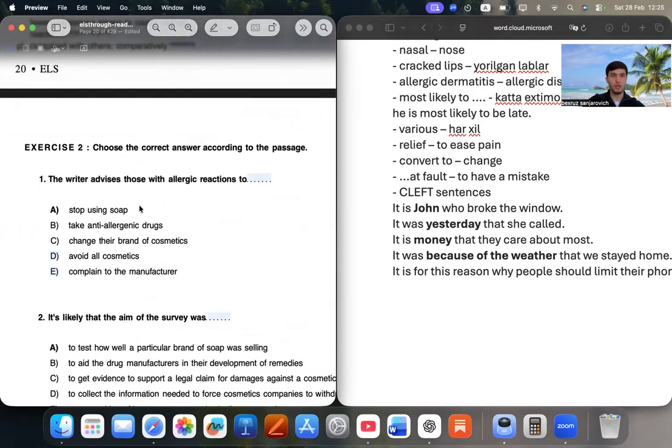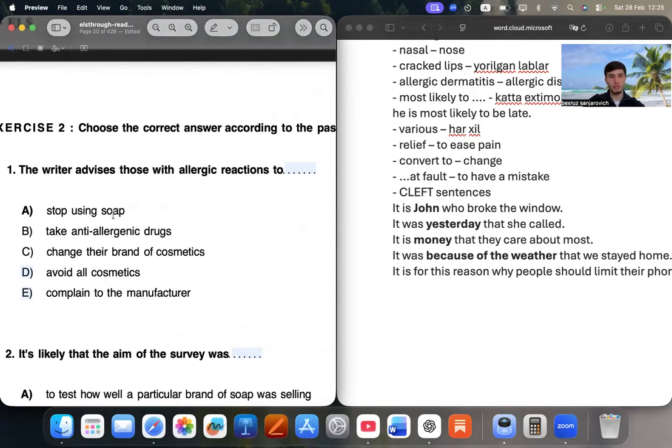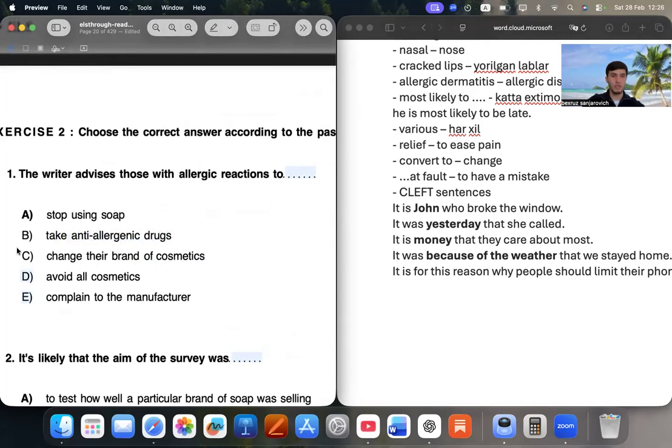Let's now proceed to the next one. The writer advises those with allergic reactions to stop using soap. Nope. To take anti-allergenic drugs. Nope. Change their brand of cosmetics. This one might be avoid all the cosmetics. No, they didn't talk about avoiding. Complain to the manufacturer. That's not drugs, so it's going to be C.